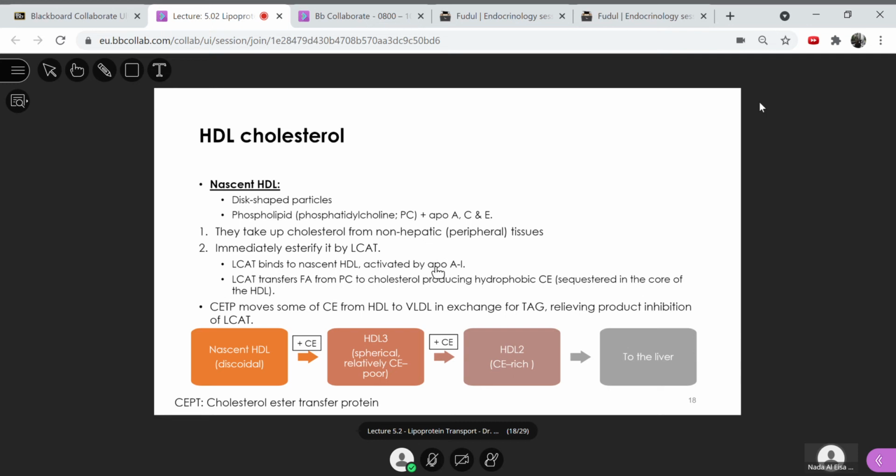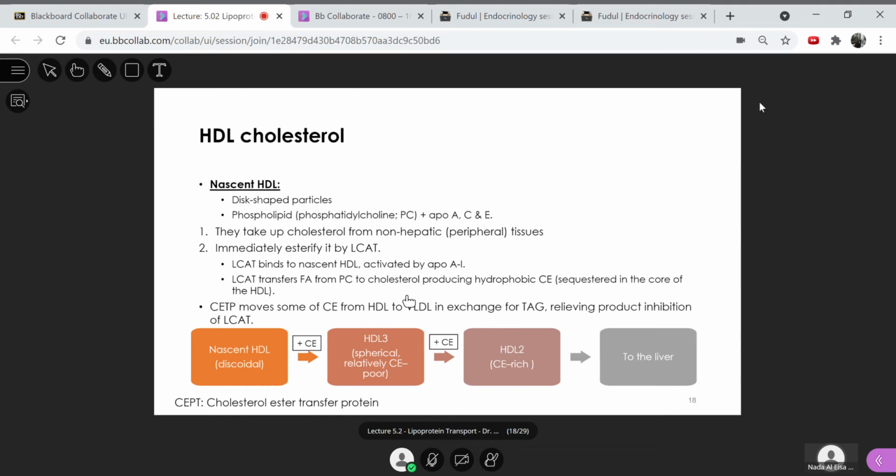So what it does, once it's in the blood, in the circulation, it will take up cholesterol from all peripheral tissues. As it takes cholesterol up in the form of free cholesterol, it immediately esterifies by LCAT, as we said. And we said LCAT needs ApoA1 for activation. So ApoA1 activates LCAT, which is bound to the nascent HDL. Now, LCAT will start to form these cholesterol esters, transferring fatty acid from our phospholipid, phosphatidylcholine, to cholesterol to form the more hydrophobic cholesterol esters. Being hydrophobic, they will be sequestered in the core of the lipoprotein particle here, HDL.